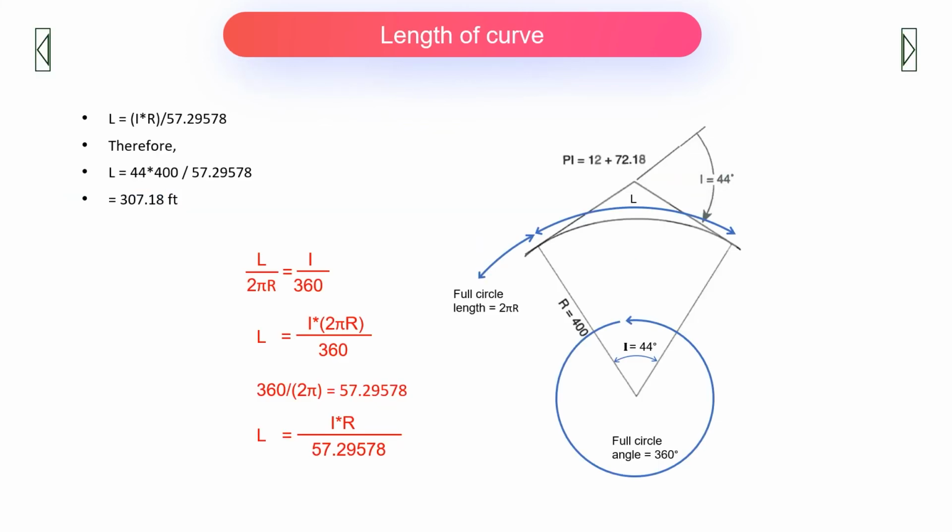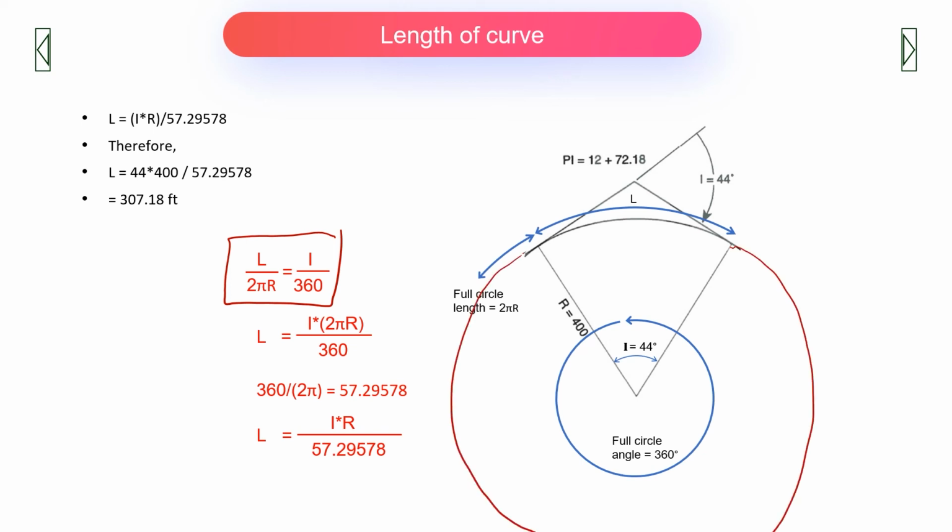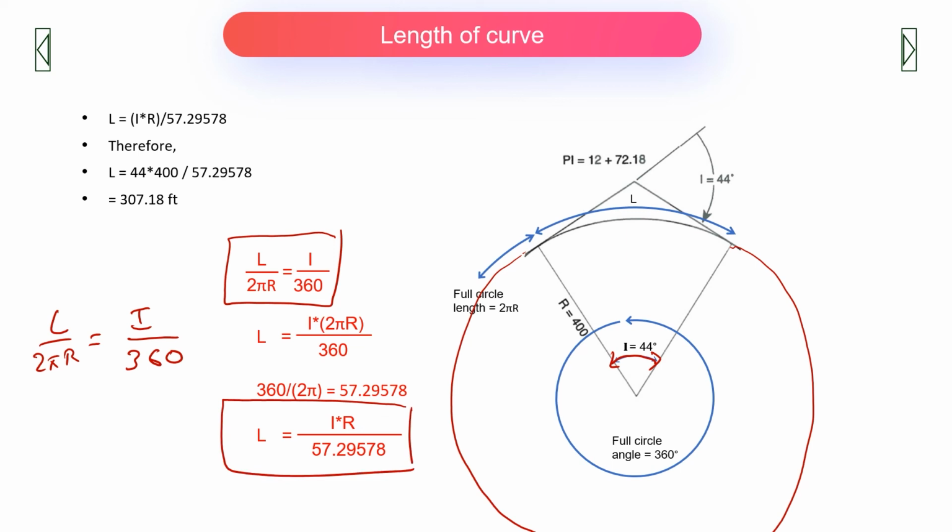And this formula is derived by using these proportions, right? So L divided by 2 pi r, the circumference of the circle, equals I, which is this intersection angle, divided by the value of the full circle, which is 360. And this is how we derive the equation for the length. So this is just for reference.